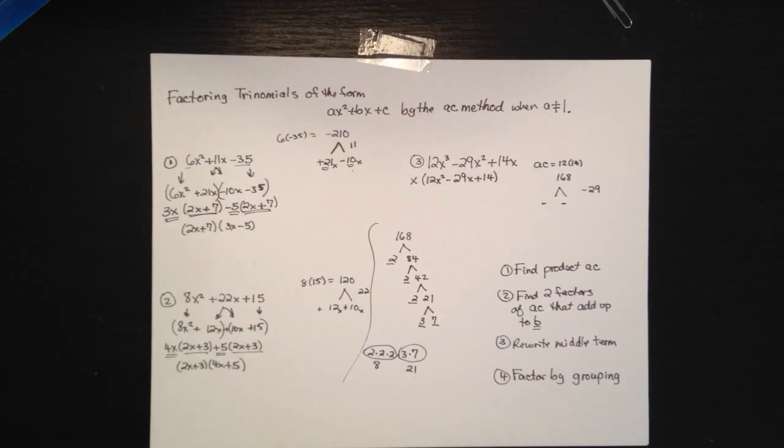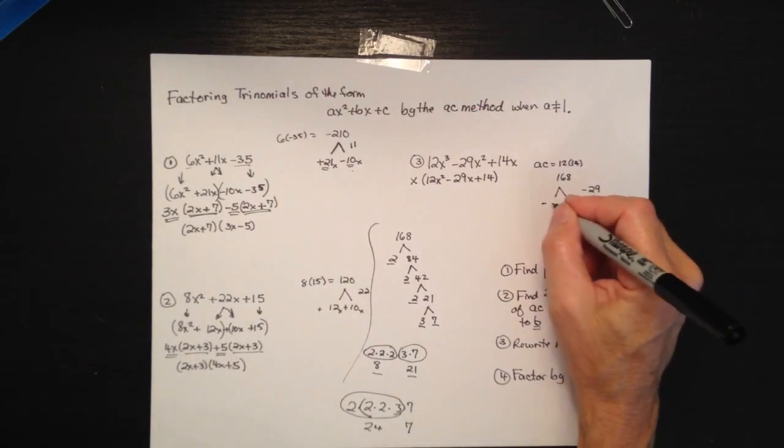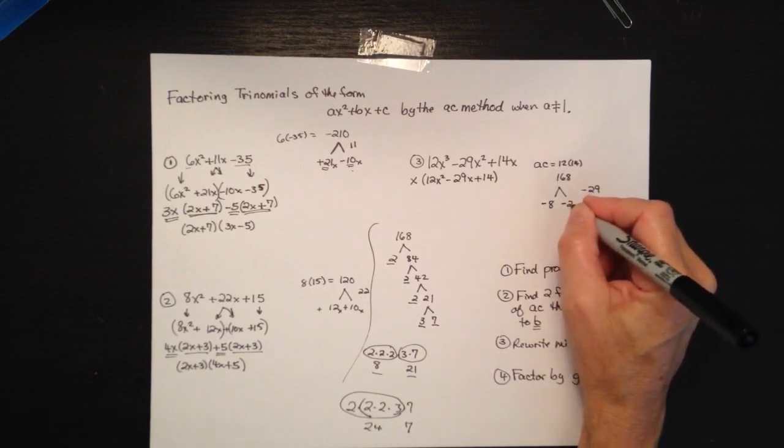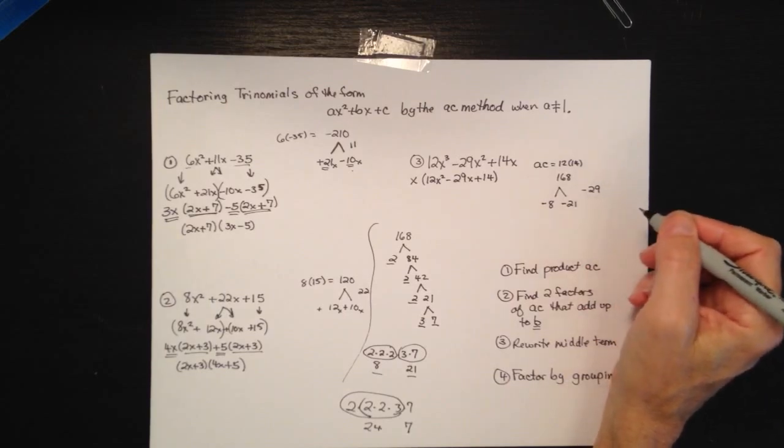If I had not hit the right combination right from the start, I would keep grouping these in 2s. If I didn't get the right answer, I would say, okay, well maybe I need an odd, so maybe I'll try 3 times 2 times 2 times 2, which is 8 times 3, 24 plus 7, and that's going to give me 31, which is not 29, so that one didn't work, but that's the idea. So negative 8 times negative 21 will give me a positive 168. Negative 8 plus negative 21 will give me negative 29.